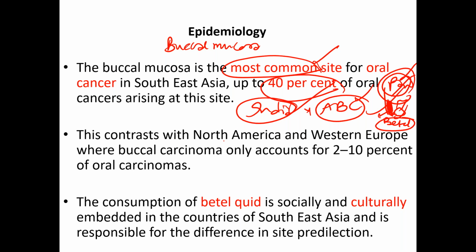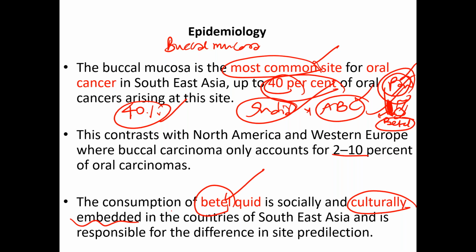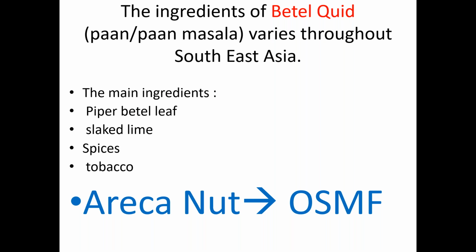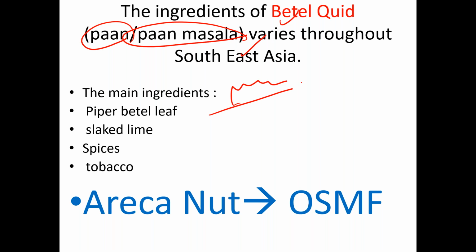This contrasts with North America, of course not important for us. It is only 10% there, but in India it is 40%. Consumption of betel nut is very important. It is culturally embedded; you should see that they are accepting it, singing songs about it. It is culturally accepted, so it is a site of predilection. What are the important ingredients of betel nut, pan or pan masala? It depends. Sometimes it will be piper betel leaf, as I told you last time also, piper betel leaf. Try it with green piper betel.